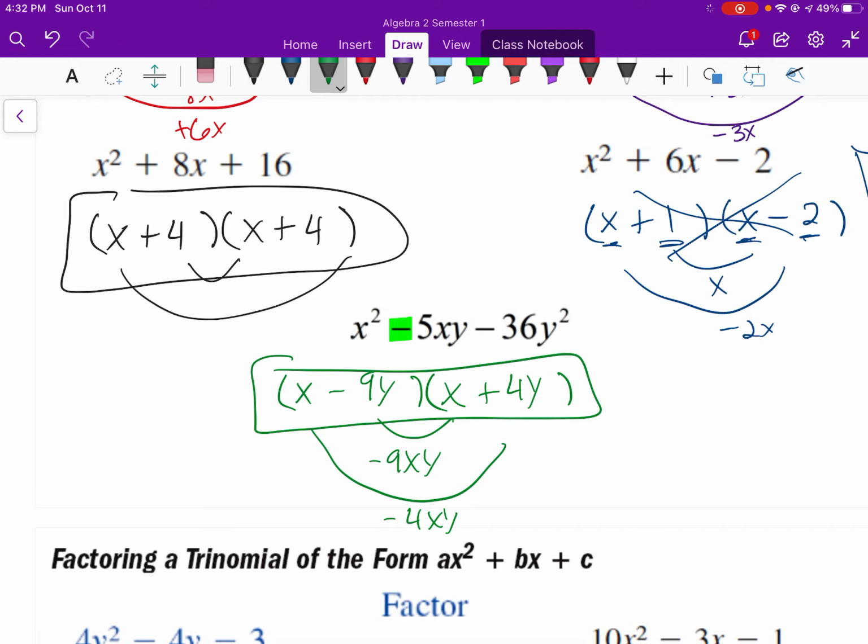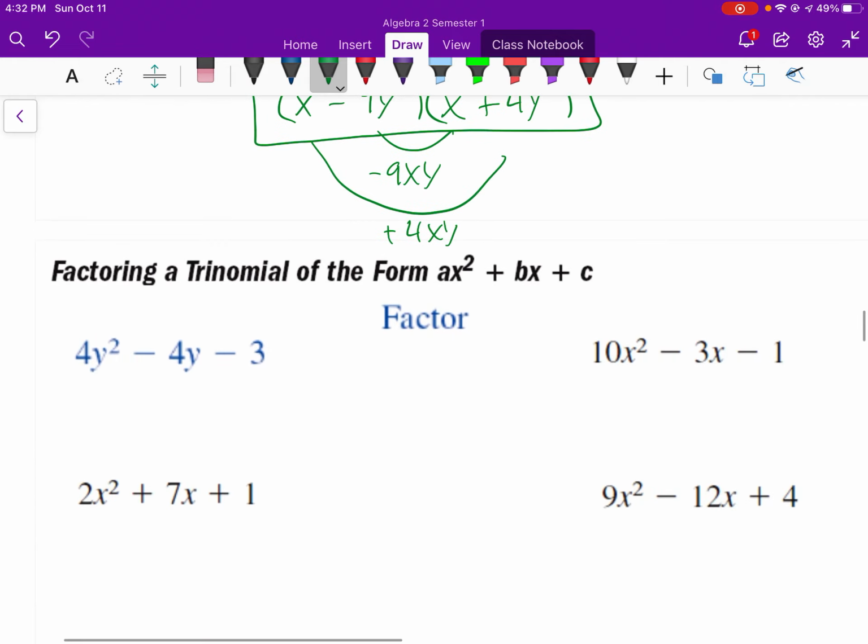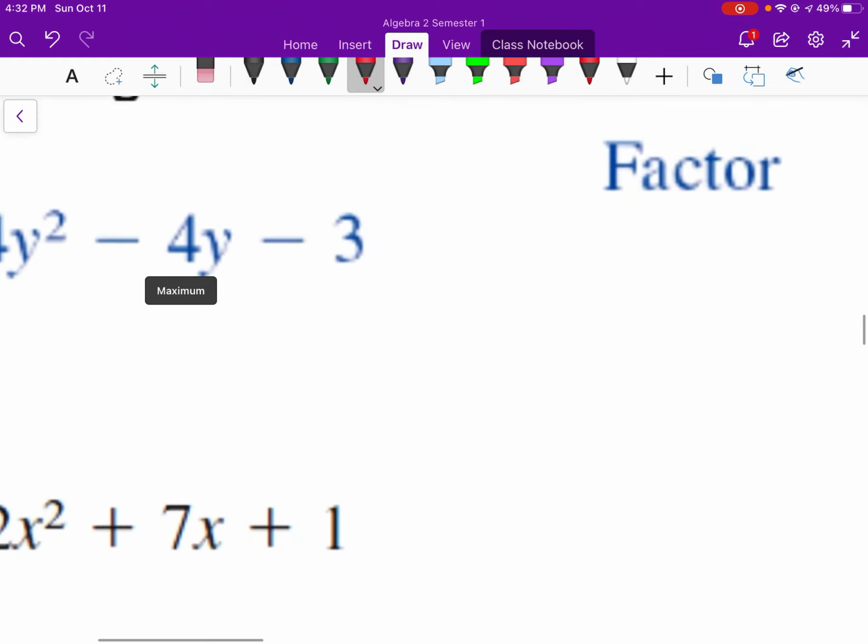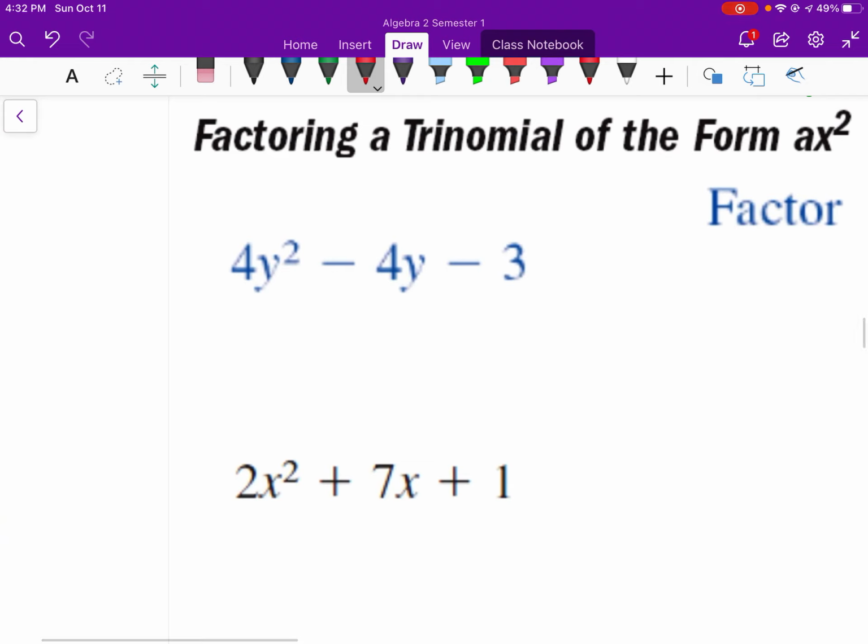And that would be the factored form. All right. Now, once the a value of that quadratic gets away from 1, it gets a little more difficult, just because there's more combinations that can happen. So like in this first one, still look for that greatest common factor. In this case, it is not there. Okay, so we're going to break it up into our 2 binomials.